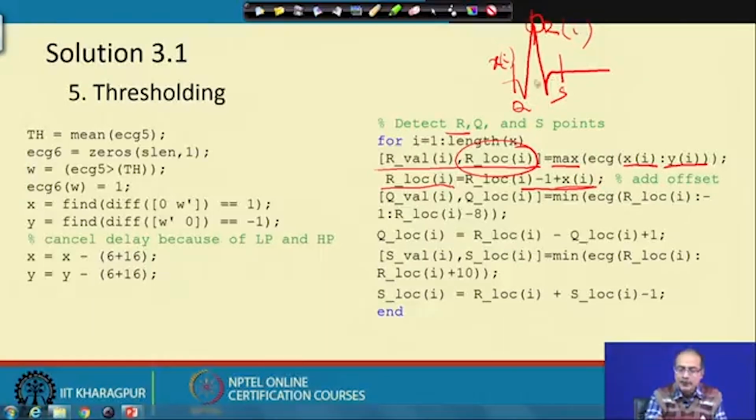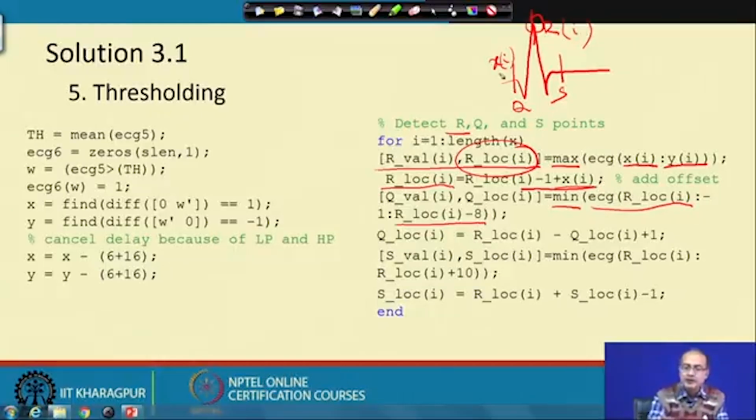It is the minimum point within the R and the beginning of the QRS complex. So, we find out the minimum in between R location I and R location I minus 8. That means, minus 8 samples, maximum difference could be there.